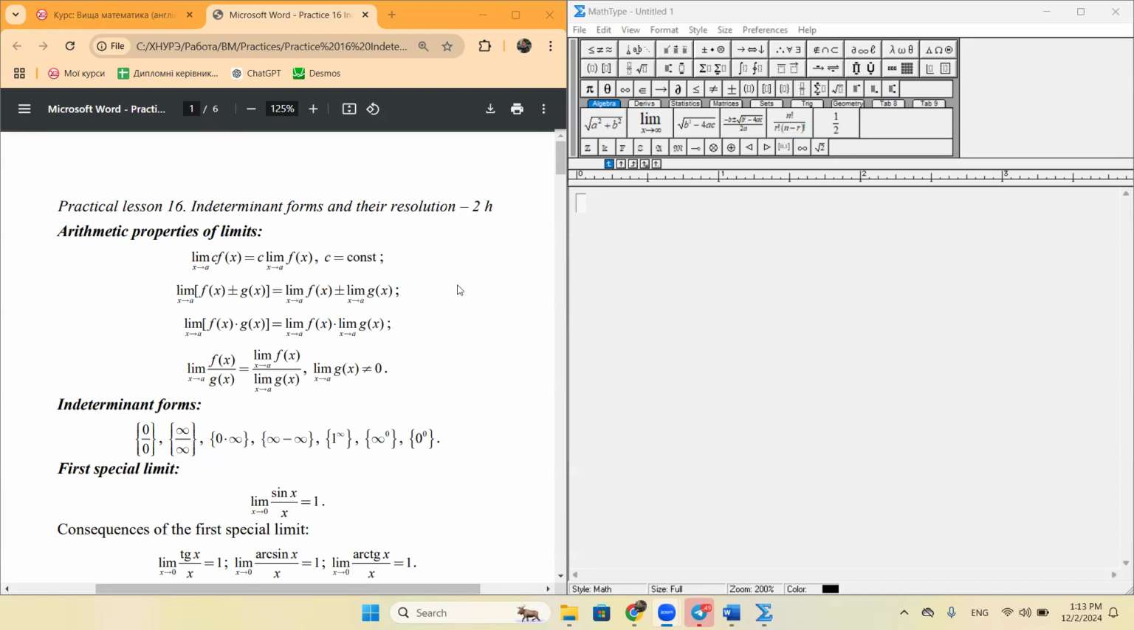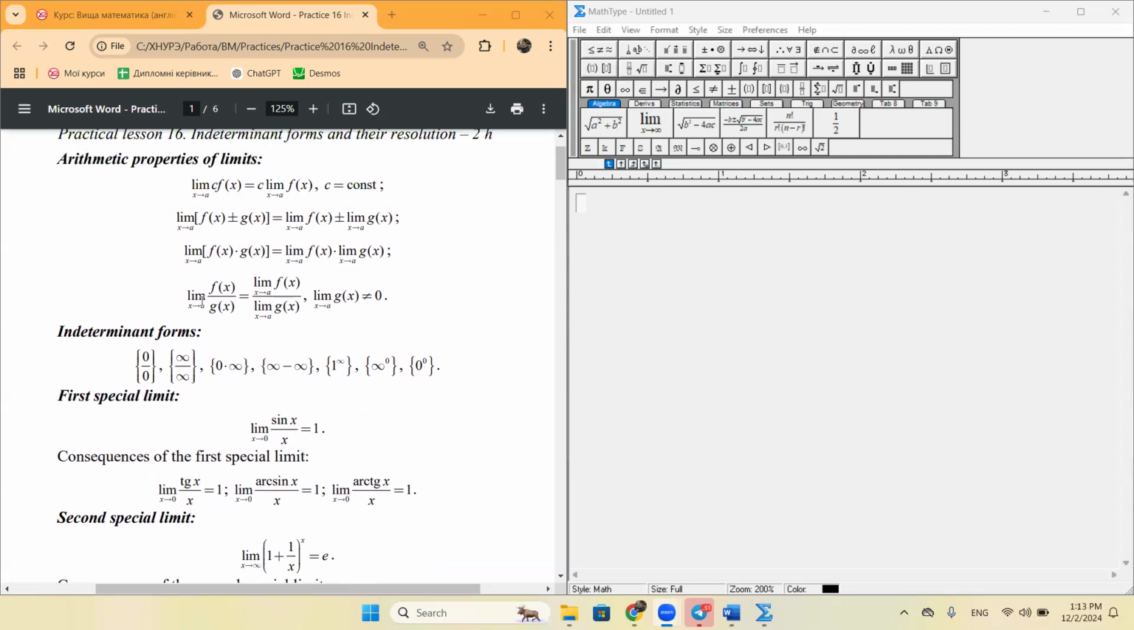Some arithmetic properties of limits, the main rules: we can move a constant out of the limit sign. The limit of the sum equals the sum of the limits. The same with the product. And be careful with dividing functions: the limit of the denominator must not be equal to 0.